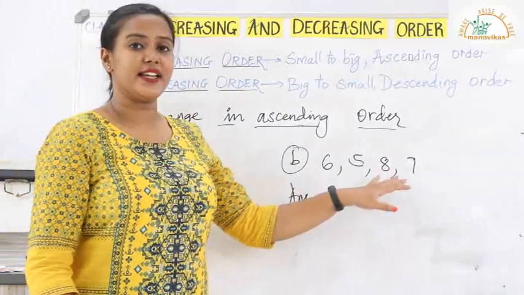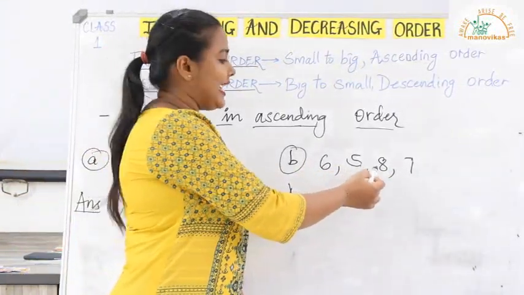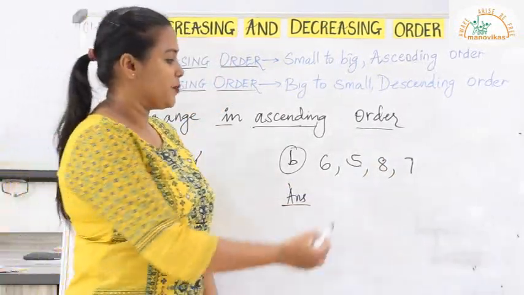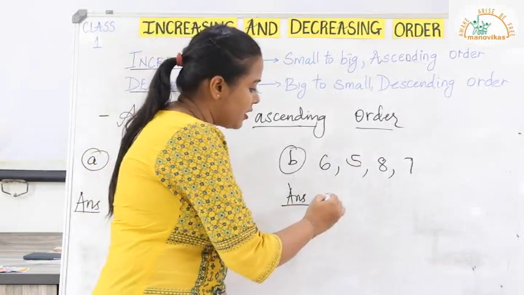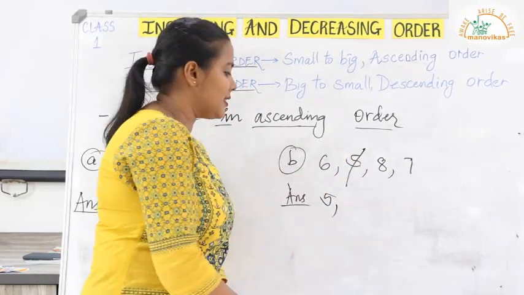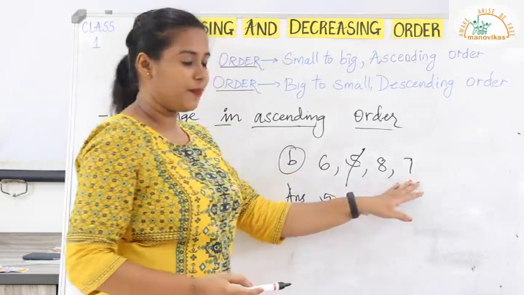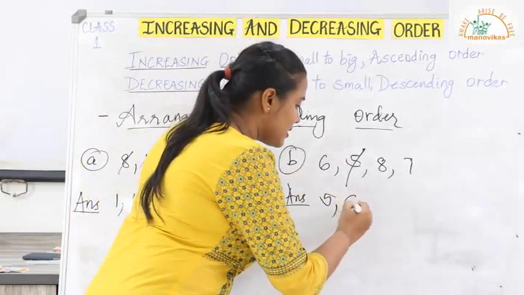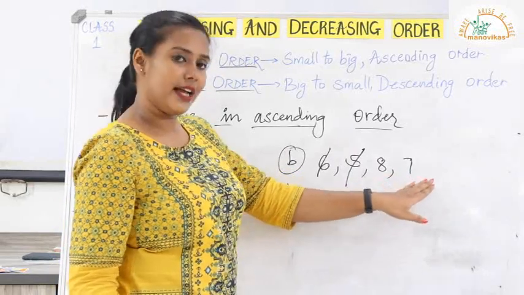Now let's move on to the second example. We have the numbers 6, 5, 8 and 7. So let us start by writing the smallest number. So the smallest number among these 4 numbers will be number 5. So once we write the number, we will cancel that number. Now we have number 6, 8 and 7. So the smaller number among these 3 numbers will be number 6. Let's cancel this number. Then we have 2 numbers, 8 and 7.